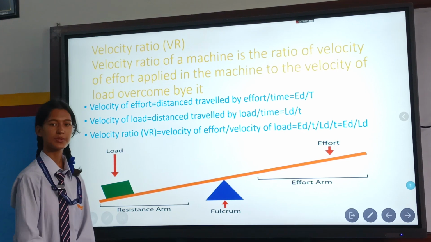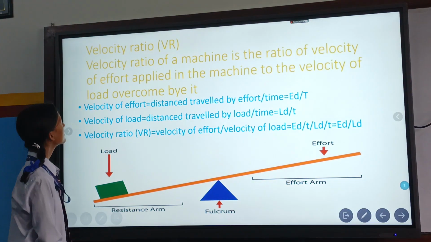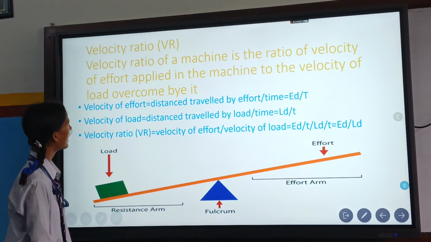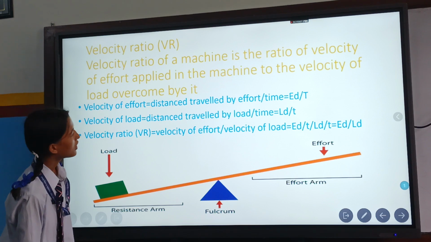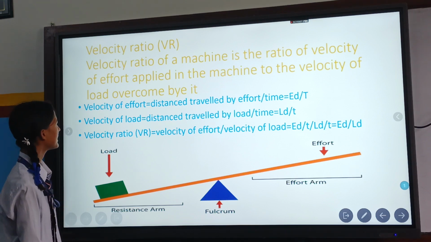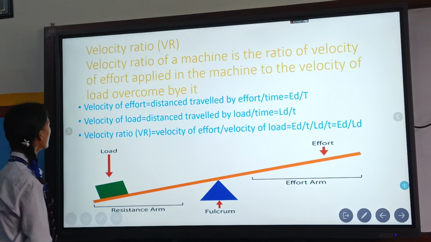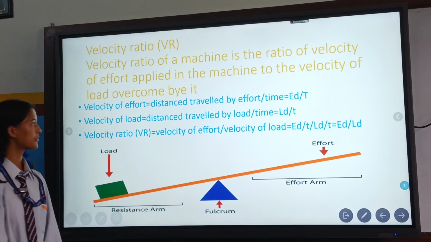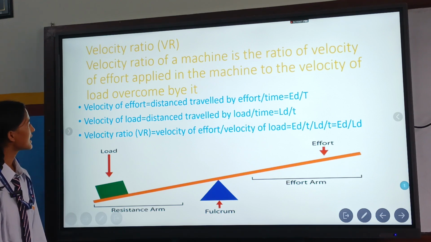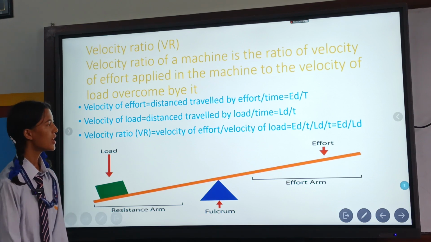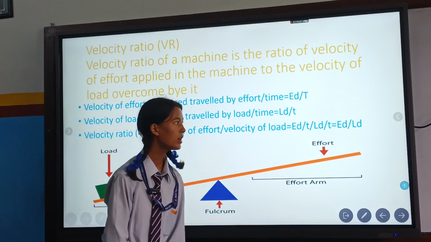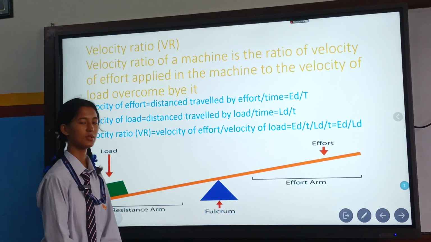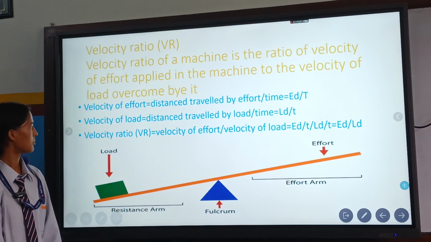Velocity ratio is represented as VR. The velocity ratio of a machine is the ratio of the velocity of effort applied in the machine to the velocity of load overcome by it. The velocity of effort is the distance traveled by effort upon time taken, represented as de upon t. Also the velocity of load, please remember this is very useful in our numerical problems.